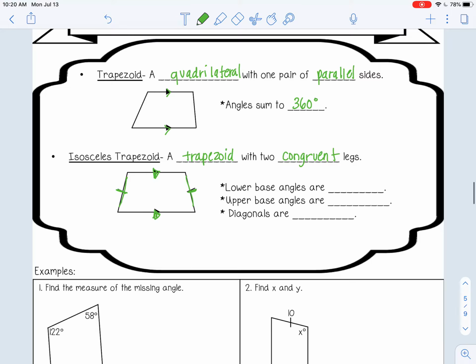The isosceles trapezoid also has some other special properties. For example, the lower base angles, which are here and here, they are congruent. And the upper base angles, and by base, I'm talking about the parallel sides. Those are the bases. So the base angles are the angles that are by the bases. They are also congruent. So let's label here. So this is a leg. This is a leg. The parallel sides are bases.